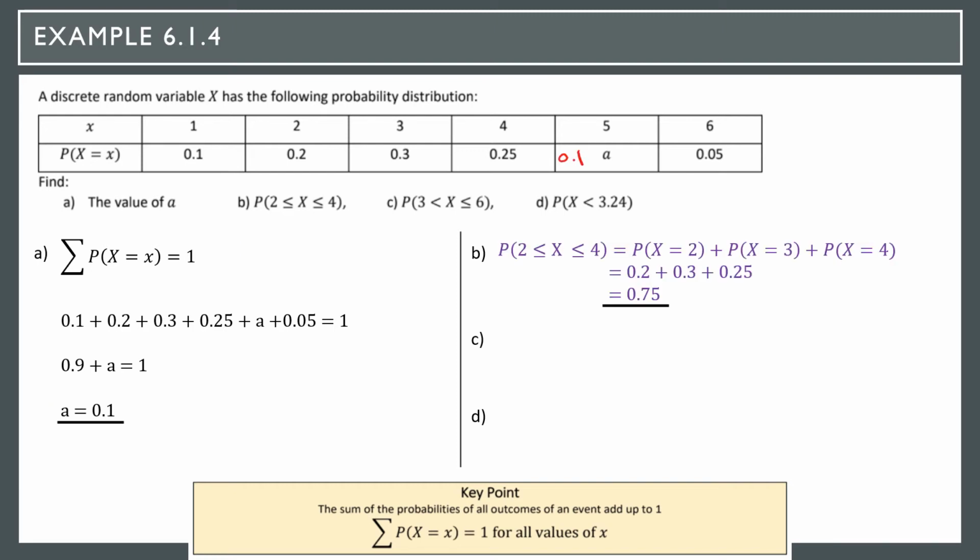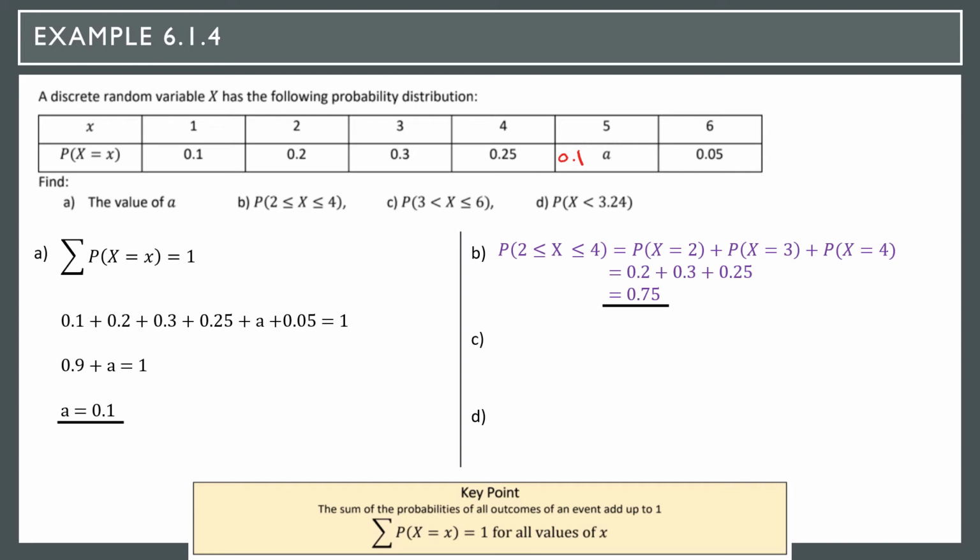So part B, C and D all ask us to find probabilities. One of the advantages of having a probability distribution like this for a discrete random variable is that we can easily, by looking at the table, see individual outcomes and the probabilities associated with those. But we can also quickly calculate the probability that our random variable is greater than or less than a value, or even falls within a given range. And that's just by adding the probabilities up.